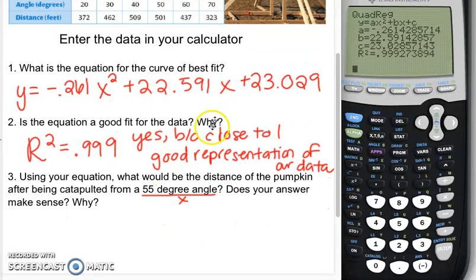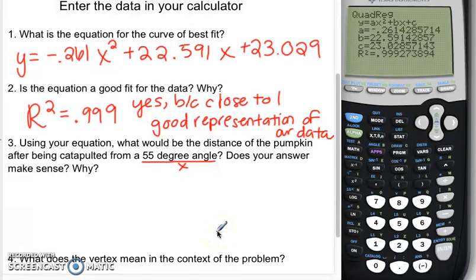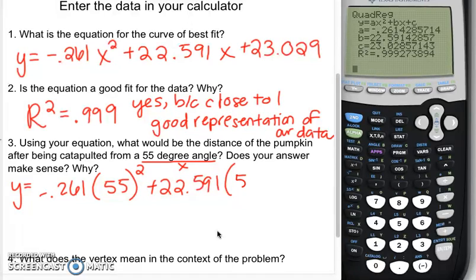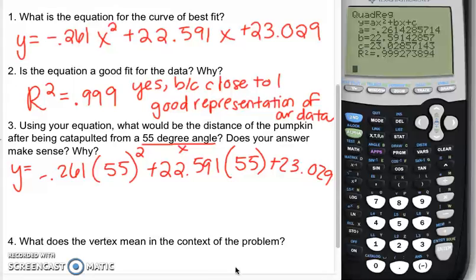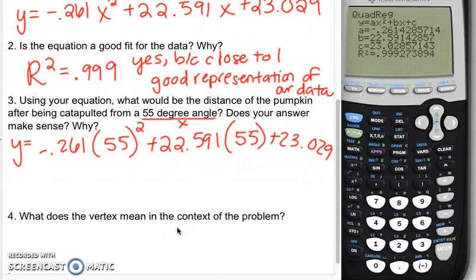Now, the tricky part is you've got to plug it in twice. So I would have negative 0.261, plug in 55. Do not forget the square. That's the most common mistake. Plus 22.591, and then I need to plug in 55 again, plus 23.029. When we type that in the calculator, remember you type it in just how it looks. I'm going to skip that step, but if you want to try it, press pause, because I'm about to give you the answer.